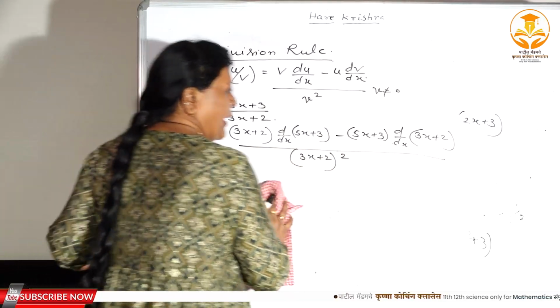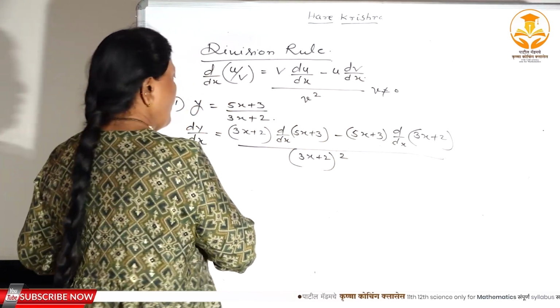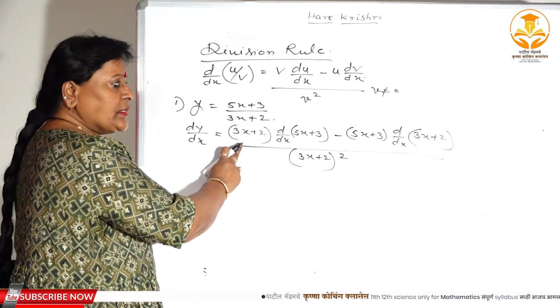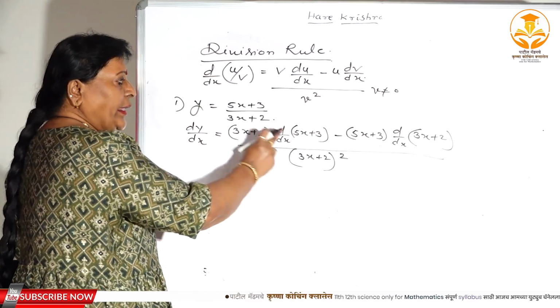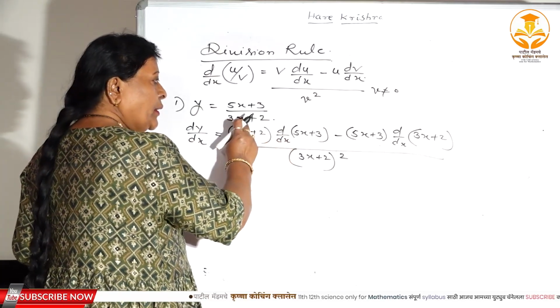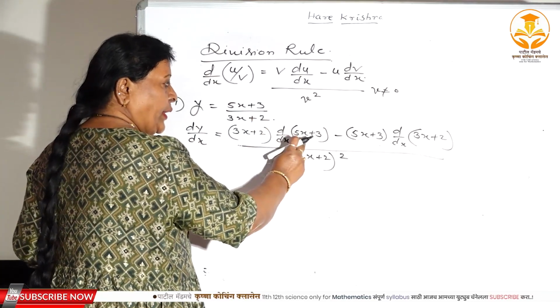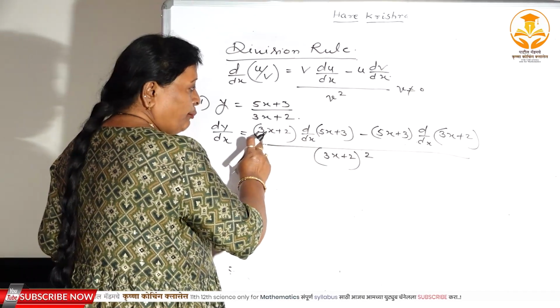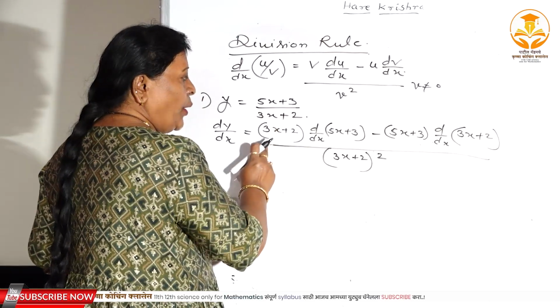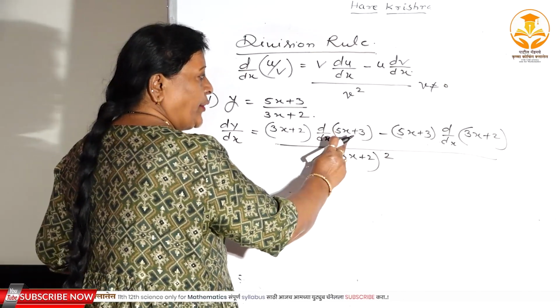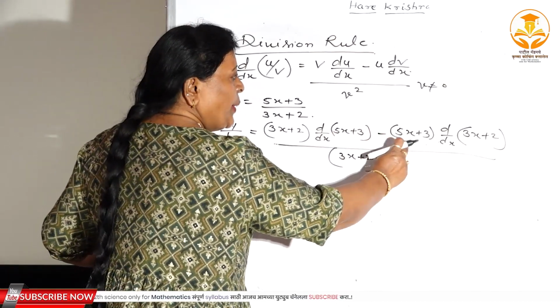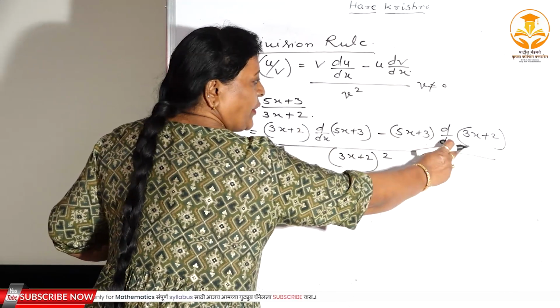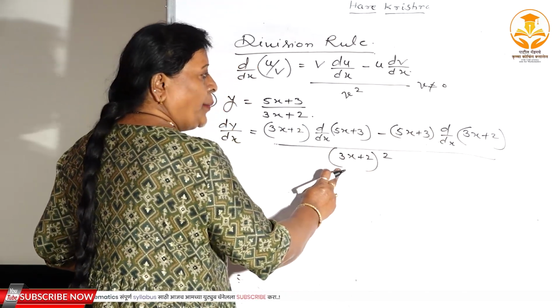See, how will you apply the formula here? The denominator remain as it is. Strictly take the derivative of the numerator. यहाँ numerator के derivative लेना. First you have to keep the denominator remain as it is. Take the derivative of the numerator, minus numerator remain as it is. Take the derivative of the denominator divided by denominator square.